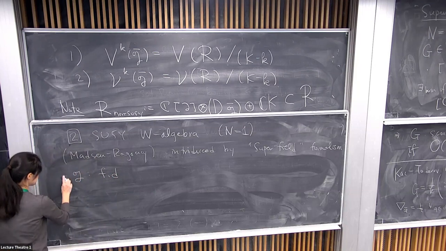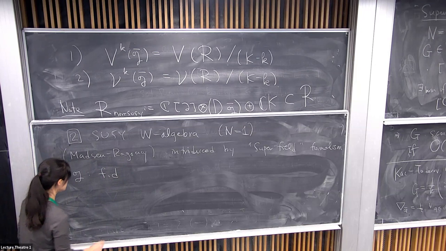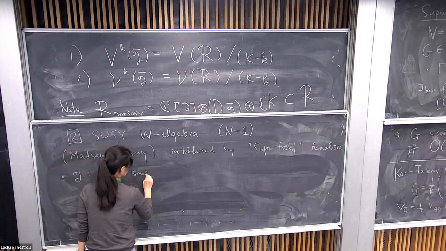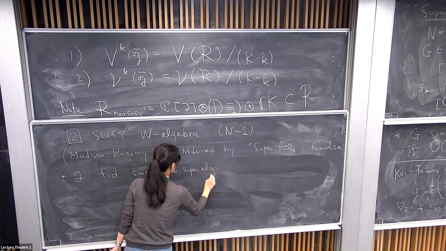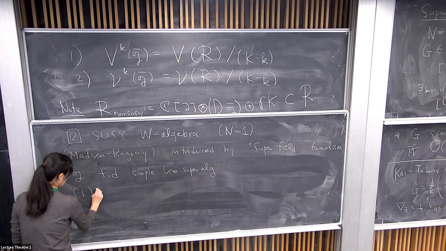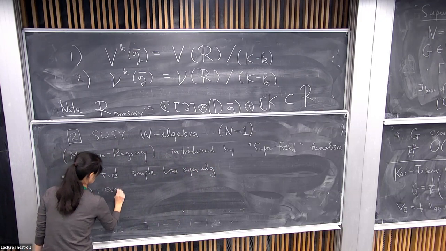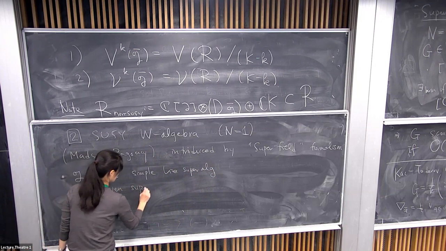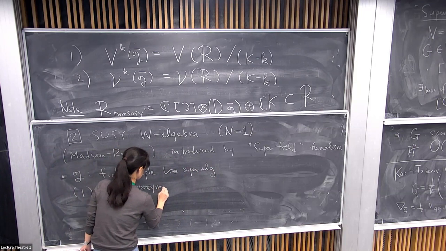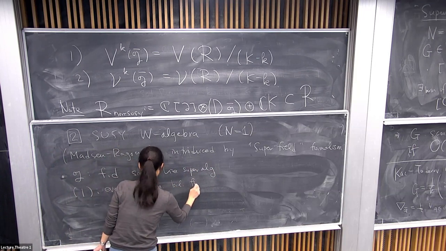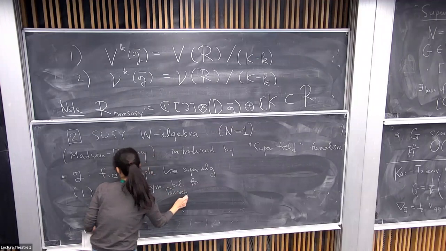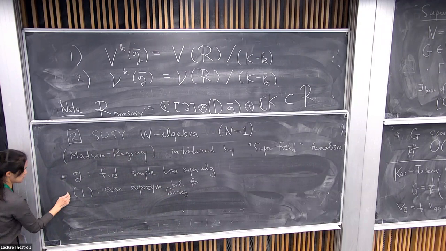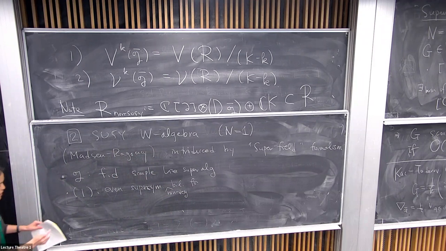For here, I have to make some setup. So G is a finite dimensional simple Lie superalgebra, but it should have some even supersymmetric invariant non-degenerate bilinear form, which means that G has to be a kind of basic superalgebra.